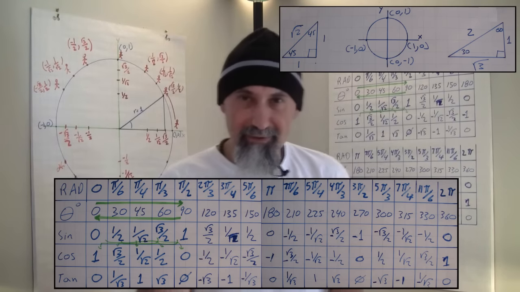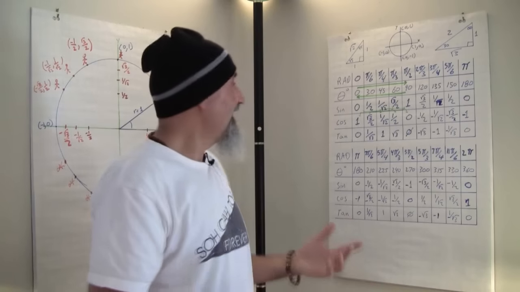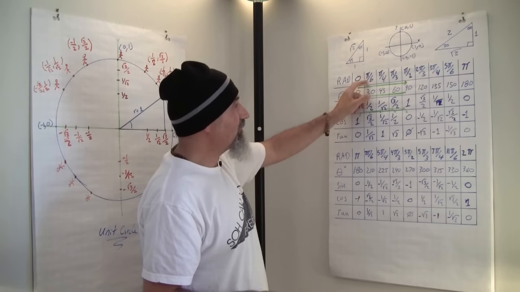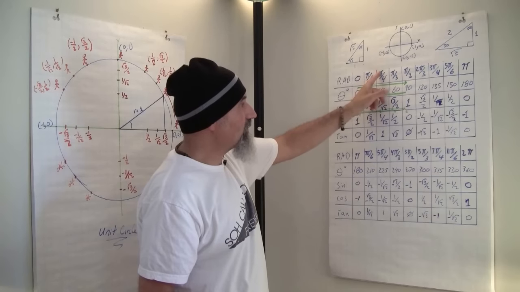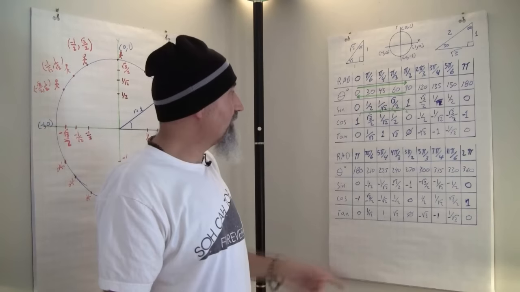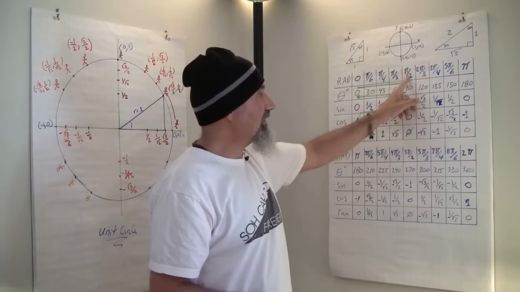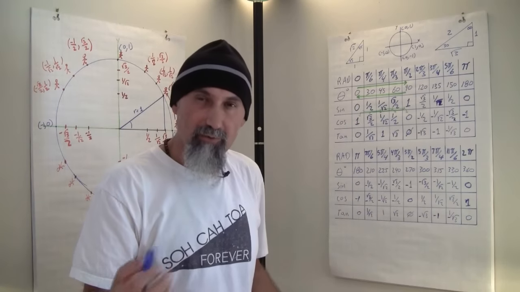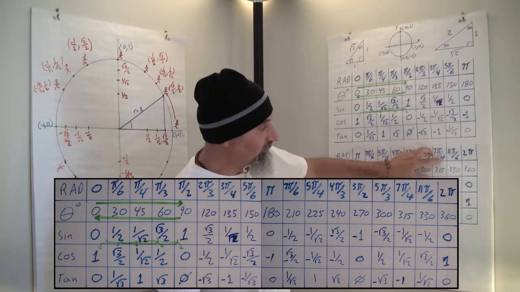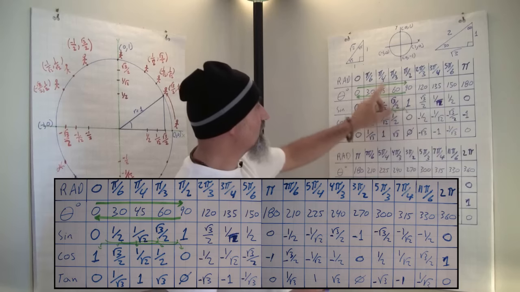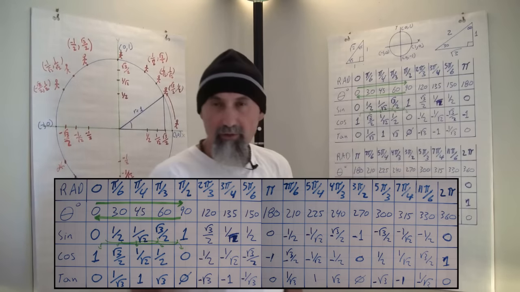And just a little note, if you want to remember this or understand it, anything that you see that has pi over 6 is a multiple of 30 degrees, right? Anything that has pi over 4 is a multiple of 45 degrees. Anything that has pi over 3 is a multiple of 60 degrees. And anything that has pi over 2 is a multiple of 90 degrees, right? So if we see pi over 4, then it is a multiple of 45 degrees. So 7 pi over 4 means 7 times 45.